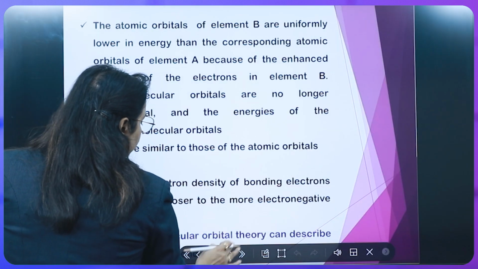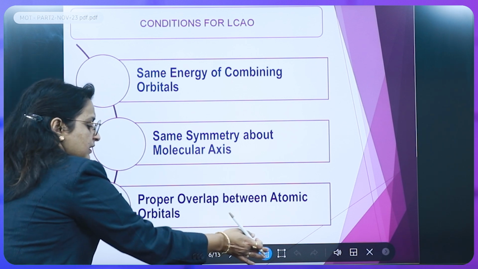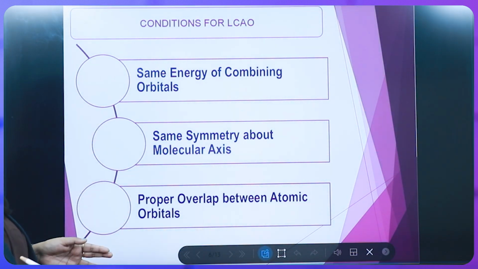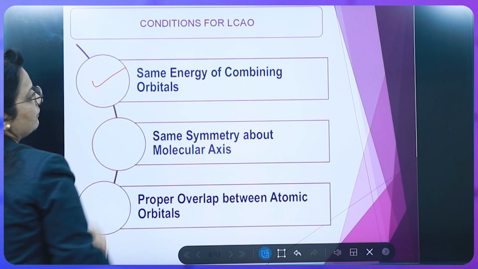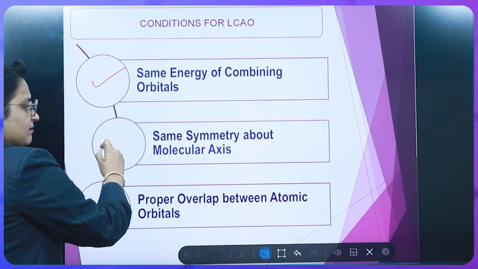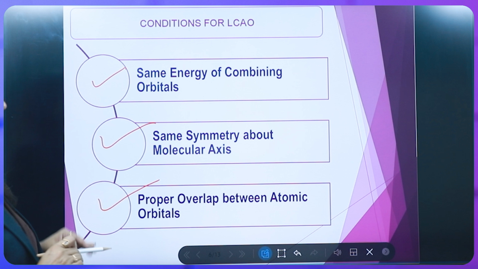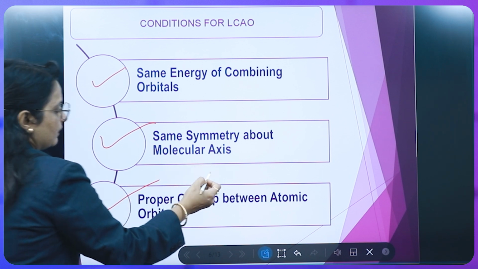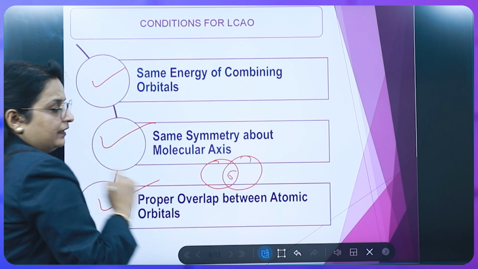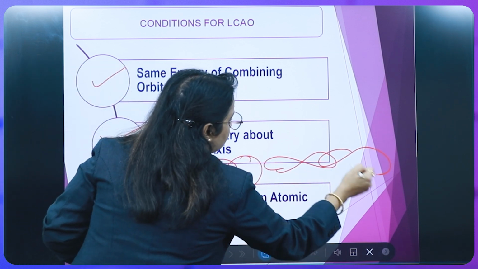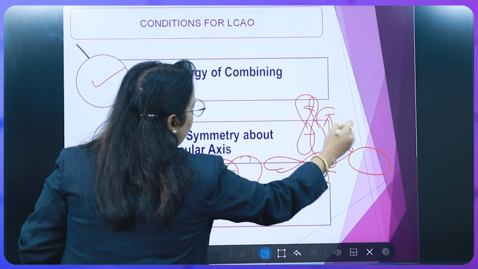Now let us move on to the conditions for linear combination. The conditions for linear combination in this case are the same as in case of homodiatomic molecules. First thing you have to remember is the same energy of combining orbitals, the same symmetry about the molecular axis, and proper overlapping between the atomic orbitals. As I told you, proper overlapping means if I am combining s with s, this forms sigma; if p and p head-on, this is sigma; but if there is sideways overlapping, then this is going to form a pi bond.